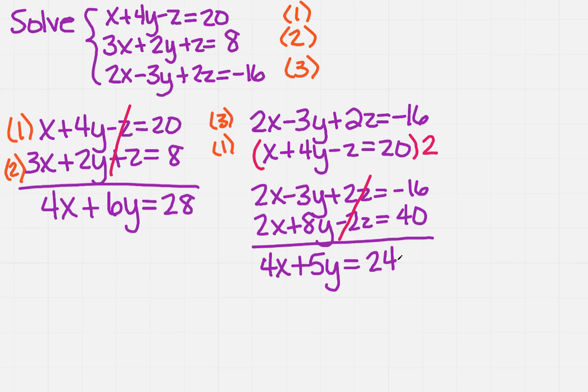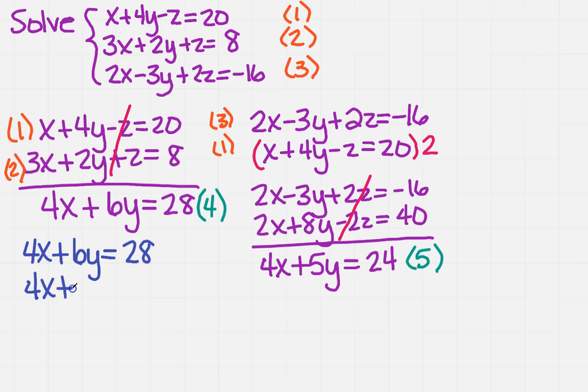So now I have 2 new equations, and I'm going to give them some new numbers so that I don't lose them. This is going to be equation 4, and I'm going to call this equation 5. So you know what's going to happen. We're going to have to line those up, and then I'm going to have to figure out how to do an elimination from those 2 equations. So let's see, we've got 4x plus 6y equals 28. And then I've got 4x plus 5y equals 24.